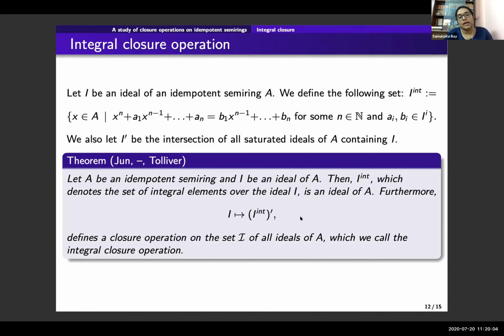And we also develop connections with valuations and integral closures in our work. I have skipped that here.